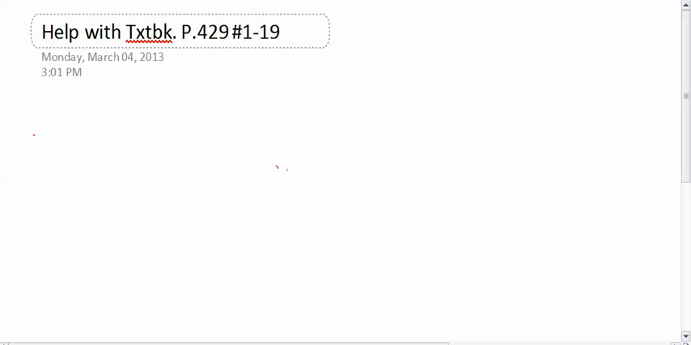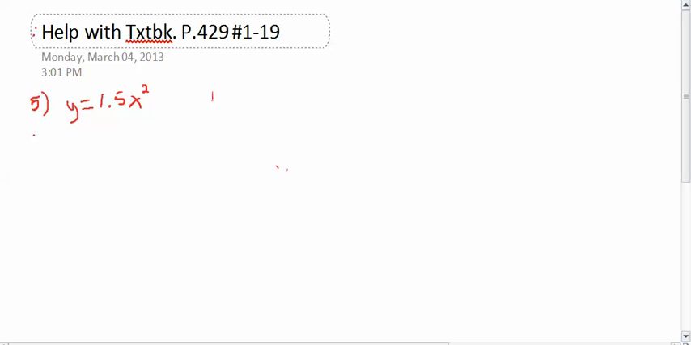Okay, then numbers 4 through 9. It says graph each function. I'm going to do 5 since it's a decimal, and then I'll do one of our fractions, and then I think you should be able to go from there. So let's do number 5. Number 5 is y is equal to 1.5 x squared.